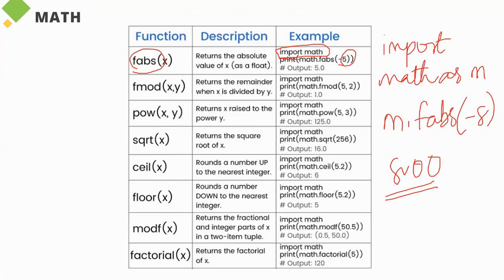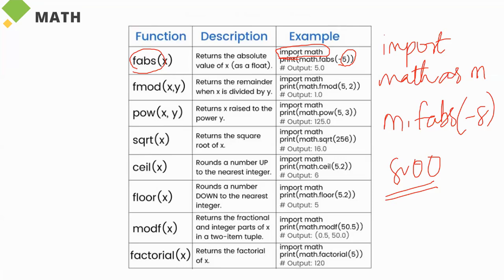fmod performs the modulus operation. It takes two parameters, x comma y. Modulus is the remainder when x is divided by y. Then pow of x, y. If you go with pow of 5 comma 2, it gives 5 squared, right? 5 squared would be 25 as the result.